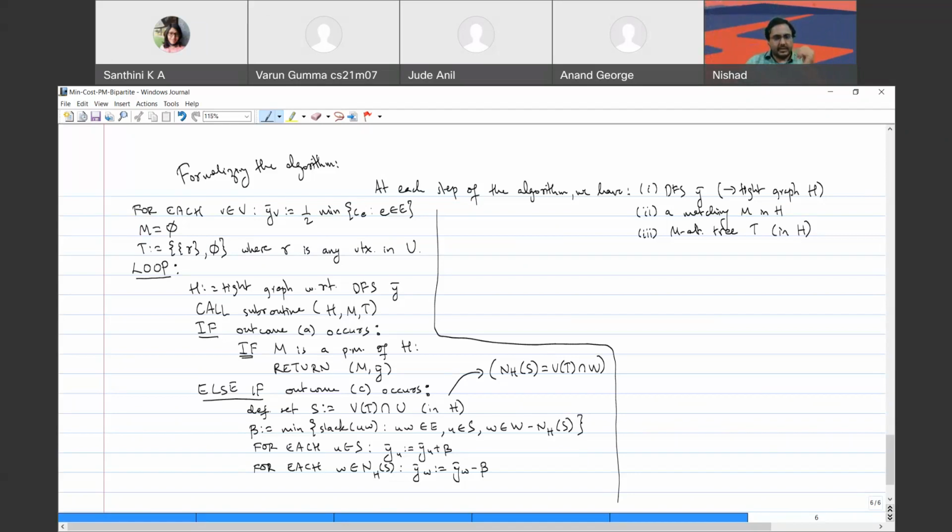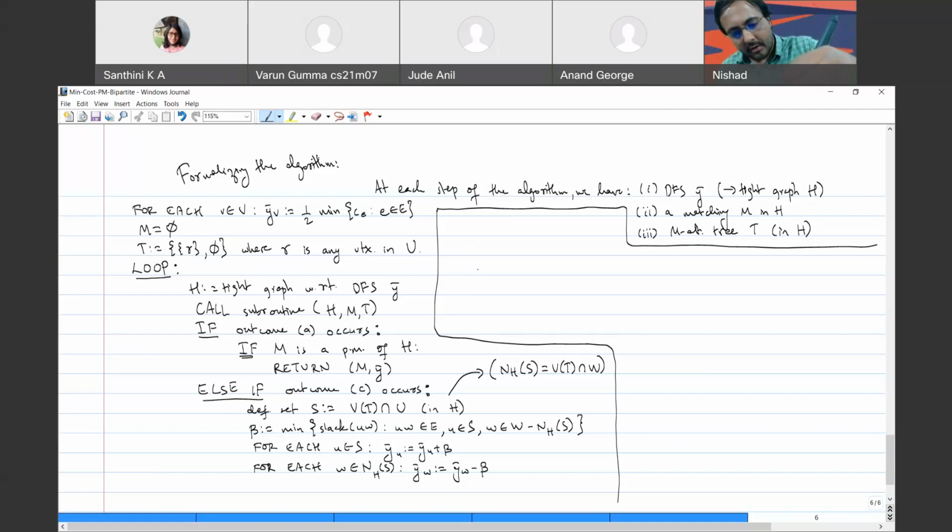So I just want to take a few minutes to understand this observation that when you do a dual update, your M and T are still valid matchings and alternating trees with respect to the new H, right? We observed that in the previous example. I just want to go a bit deeper into it and convince ourselves that it is happening for a reason. It's not just coincidence in this example.